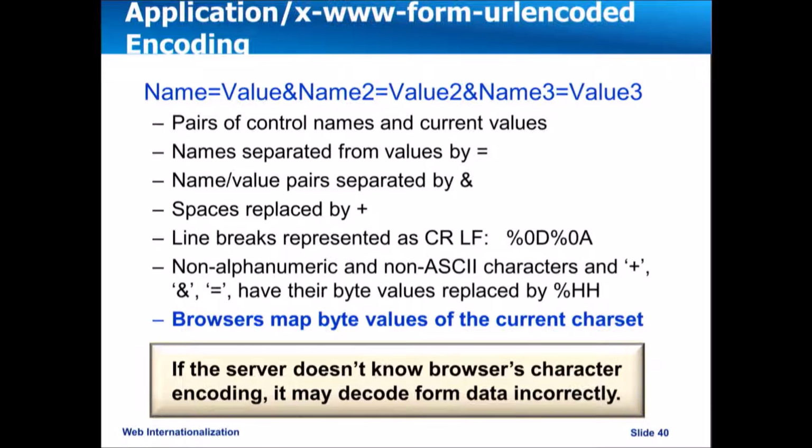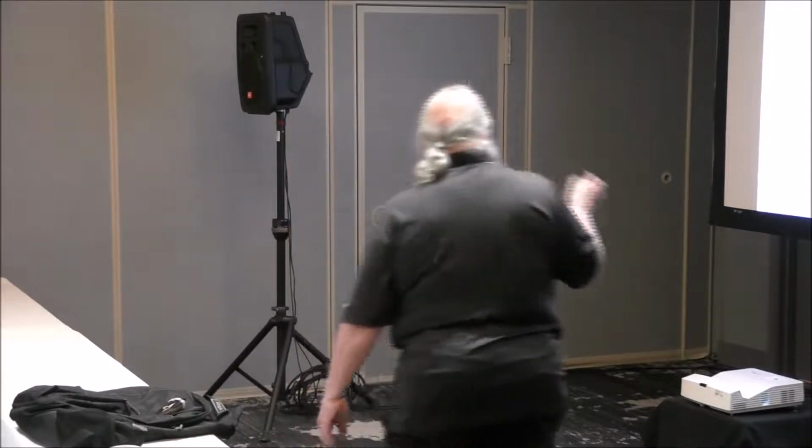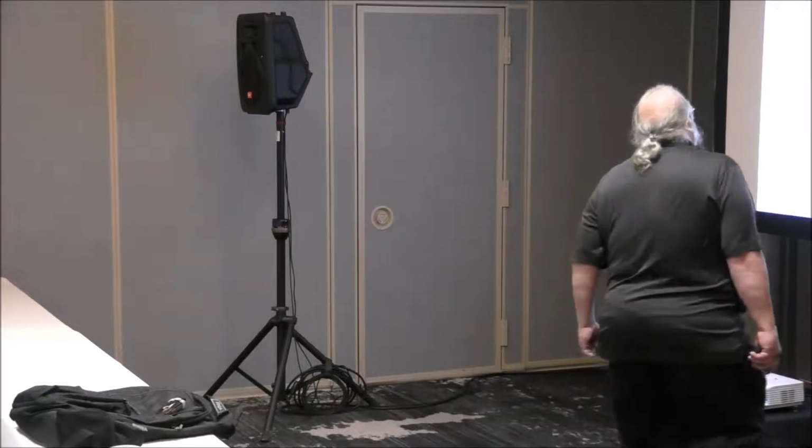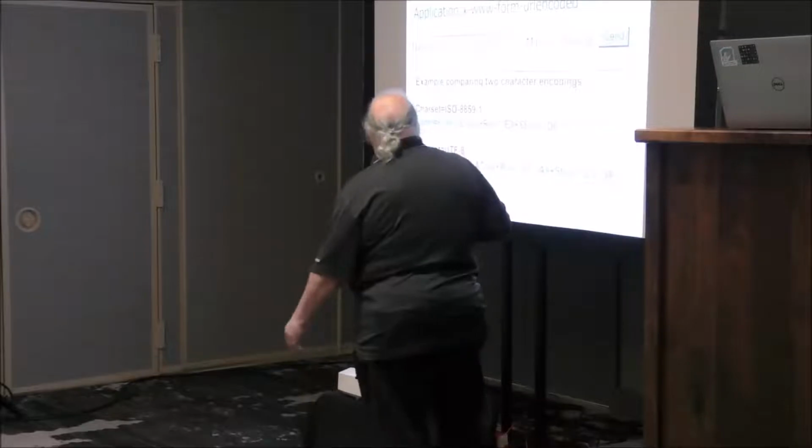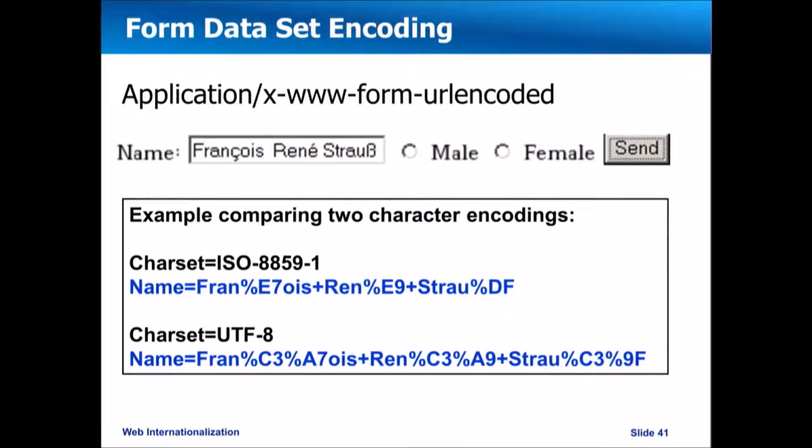Now, if the server doesn't know the encoding that the browser is sending the data over, it's the same problem I showed you before. If I just get bytes, I don't know how to treat them as characters. And usually what the browsers do is whatever the encoding of the current page is, that's what it interprets the bytes as, and that's what it sends. So if I had a page that was in ISO 8859-1, c-cedilla is just 1 byte in that encoding, and that's what it's going to send. On the other hand, if it's UTF-8, c-cedilla is 2 bytes, C3 A7, and it's going to send that.